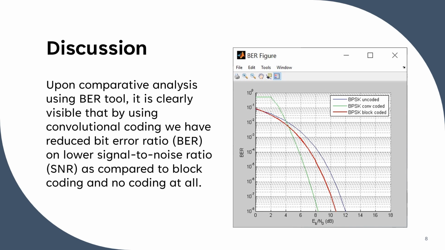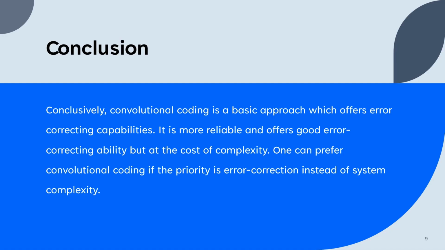So here is just the discussion. As we can see, there are three available codings. First, we use no coding, then we have convolutional coding and block coding. So it is clearly visible from this BER plot that by using convolutional coding, we have reduced bit error rate at lower SNR. And we can clearly see here the block coding also provides us with the lower BER, but at the trade-off of greater SNR. So convolutional coding is preferable.